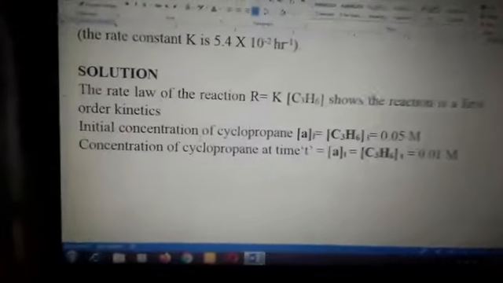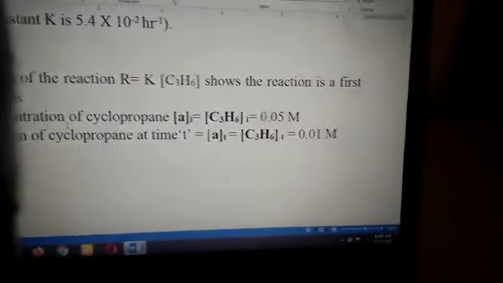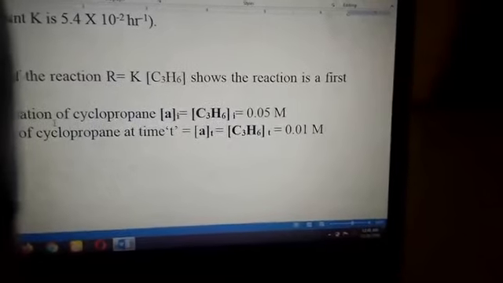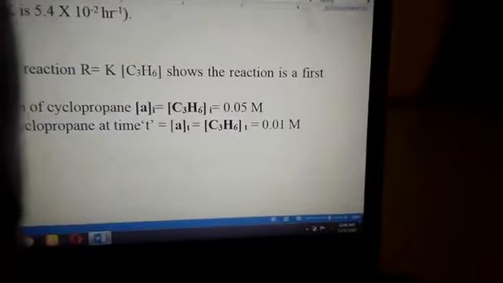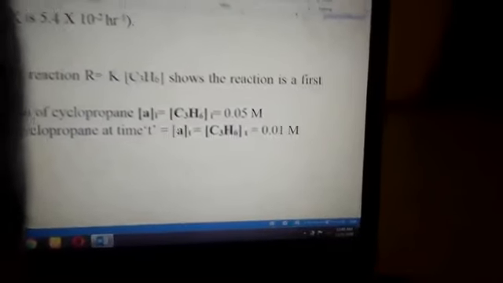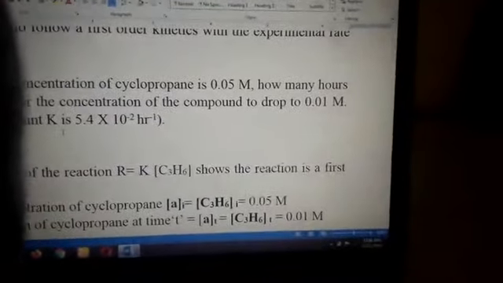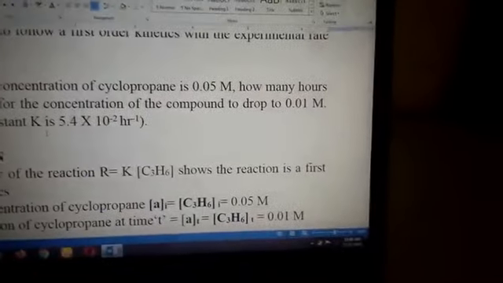Then the concentration of cyclopropane at time t. The time t is the time we're looking for, which is written in the rate equation as [A]t. It can be written as [C3H6]t. It is given to us in the question as 0.01 molar solution. All these are given to you. If the initial concentration is 0.05 molar, how many hours must elapse for the concentration to drop to 0.01?